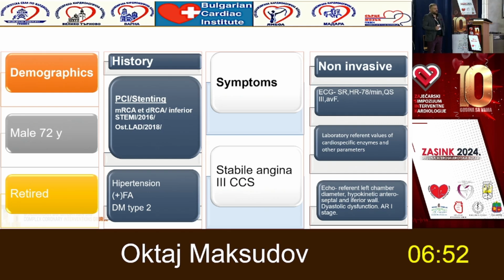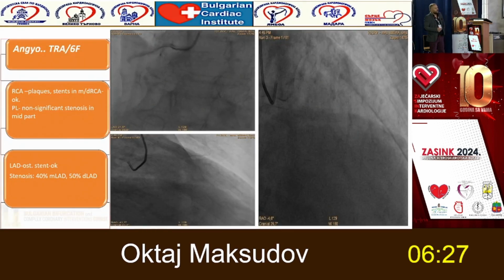a stable angina case. This patient has hypertension and a positive family history of coronary artery disease. He was diabetic, and he came, as I said, with stable angina, 3rd CCS class. From non-invasive methods, you can appreciate that there are QS forms in the inferior leads, nothing special from the laboratory and from echo. So this is the coronarography.